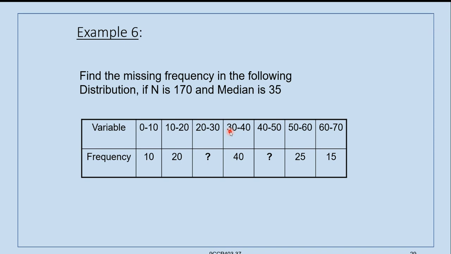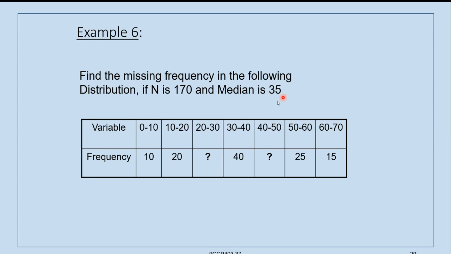We are taking this example: find the missing frequencies in the following distribution, in the following class intervals, when n is equal to 170. That is, the total frequencies are 170, where two values are missing, and the median is 35.